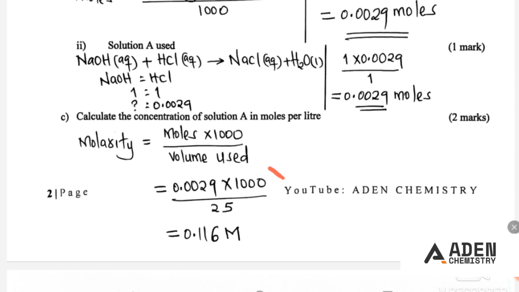So multiply by 1000, which is in the formula, divided by volume used. What is the volume used of solution A? It was in the pipette and it was 25 centimeter cube. So when we put these values in the calculator, we are going to get 0.116 M. So if you don't want to write M capital letter, you can write the unit as moles per liter, the way they have written there.